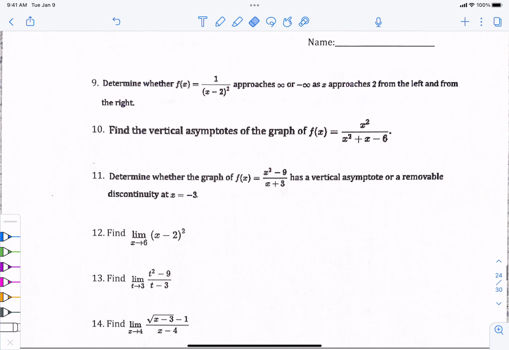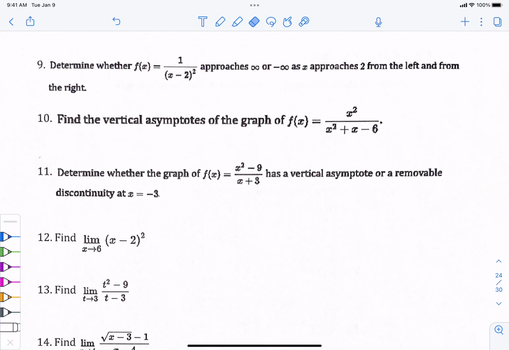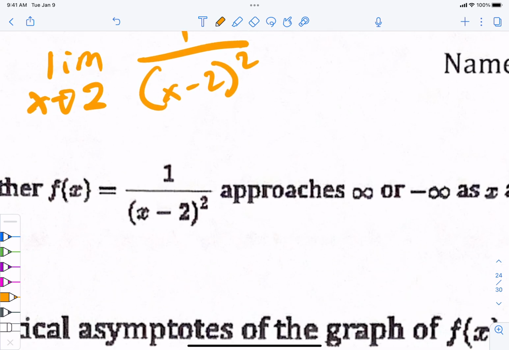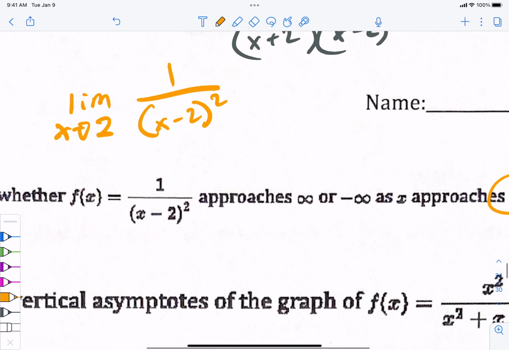But here's the deal. All right, so number 9. Determine whether 1 over (x minus 2) squared approaches infinity or negative infinity as x approaches 2. So we're looking at the limit as x approaches 2 of 1 over (x minus 2) squared. I cannot plug that in, correct? Graph it. Okay, so the graph, I know what the graph of that looks like.